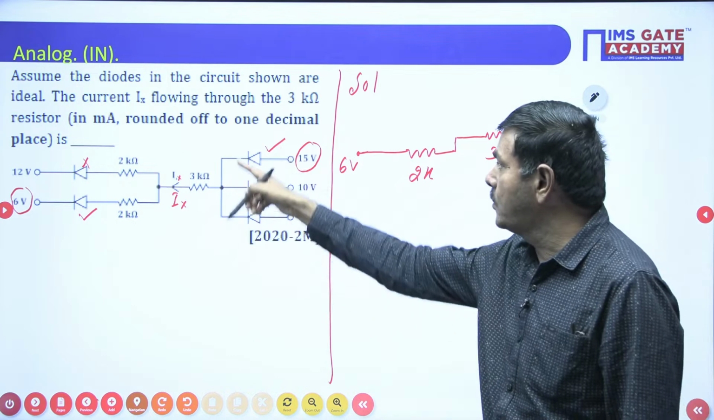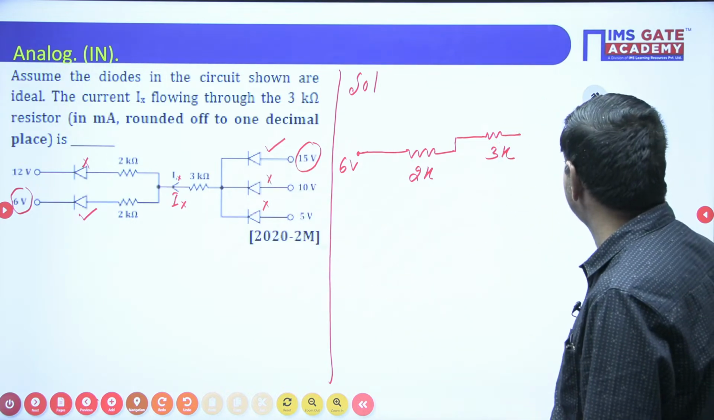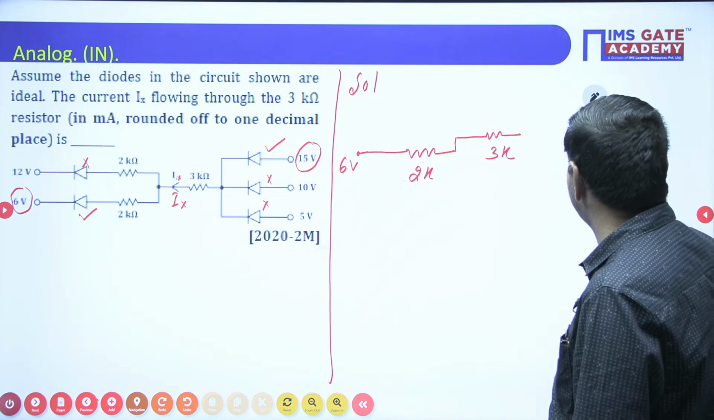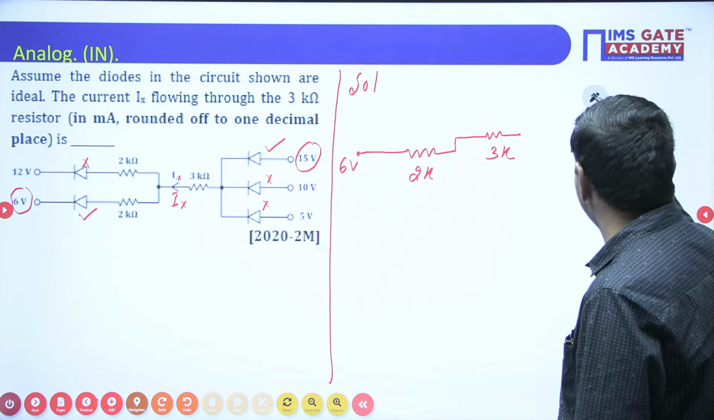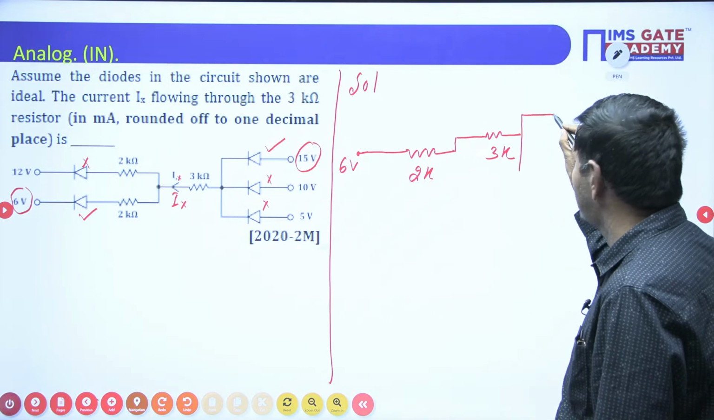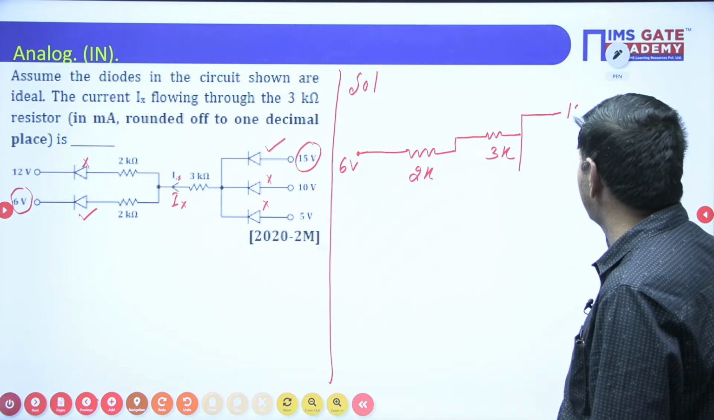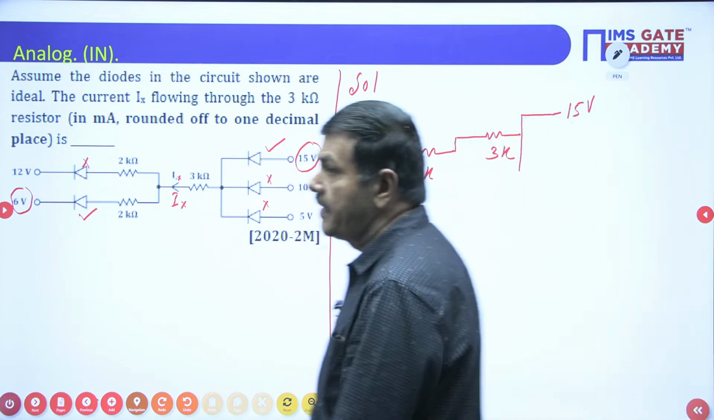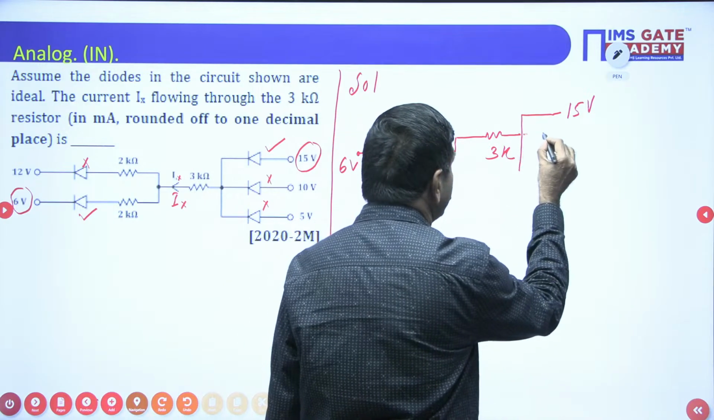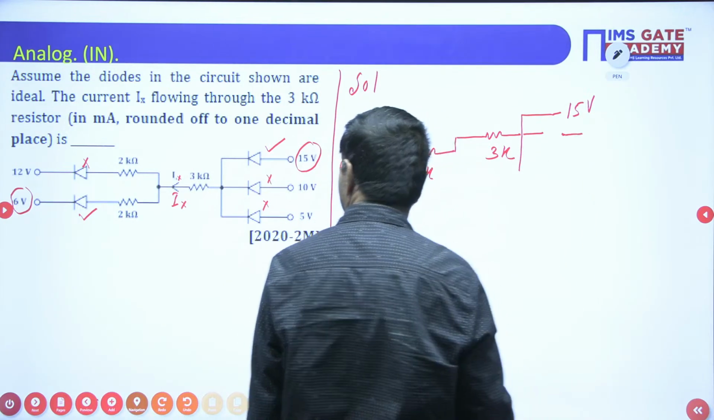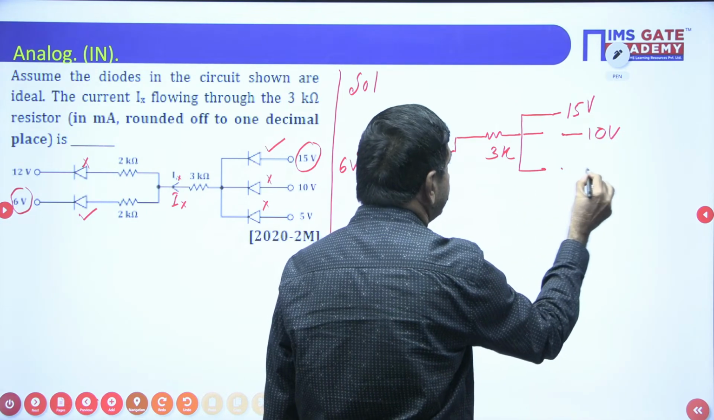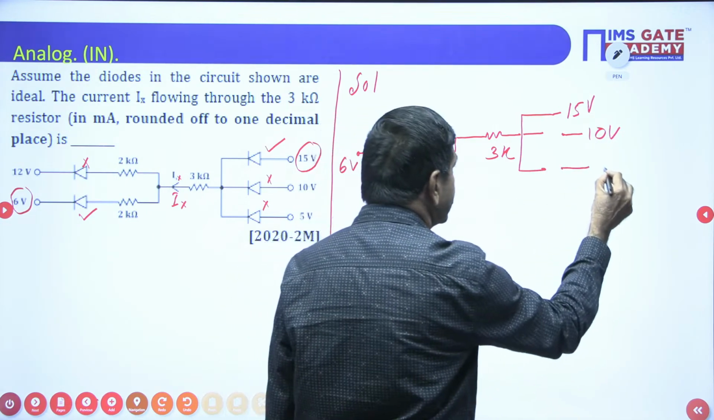Out of these 3 diodes, the first diode is on. Which diode is on? The first diode is on, you can write like this. This diode is on, shorted at 15 volts. The remaining two diodes will be off. I can put it like this. This is an open circuit. This is 10 volts. The next diode is also off. This is 5 volts, I can say now.